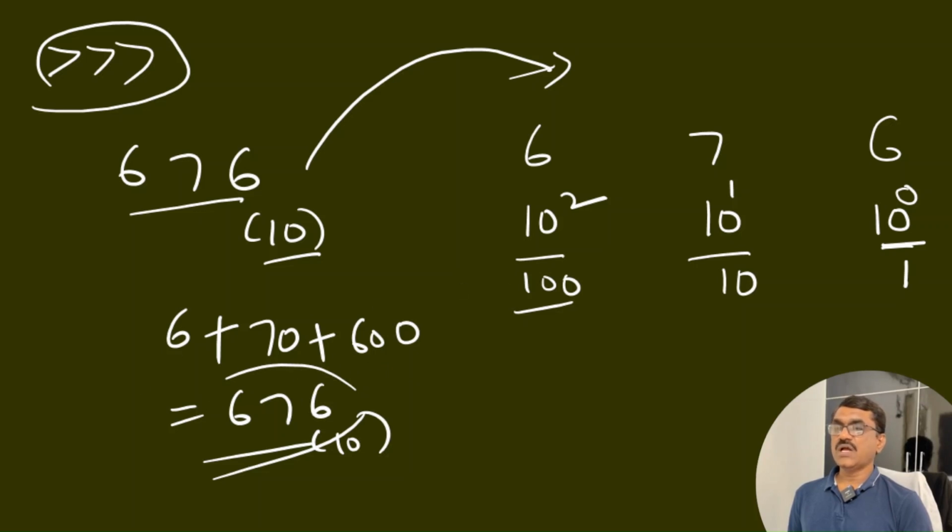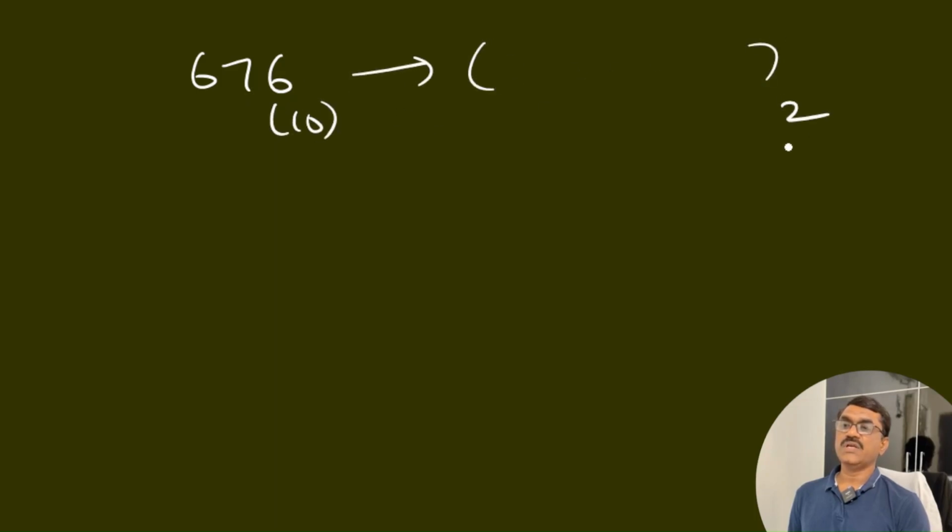Now, for example, I want to convert the number 676, which is a decimal number, into binary. The base is 2. How to convert the decimal number system into binary, or binary into decimal. These are the basic fundamentals you should know before using the concept of bitwise operators.